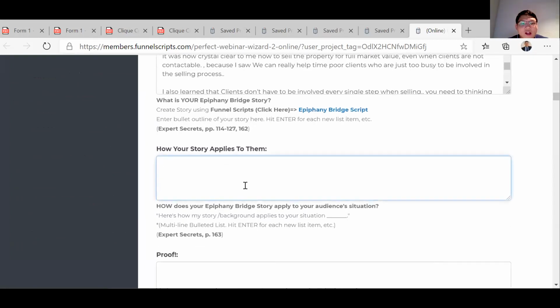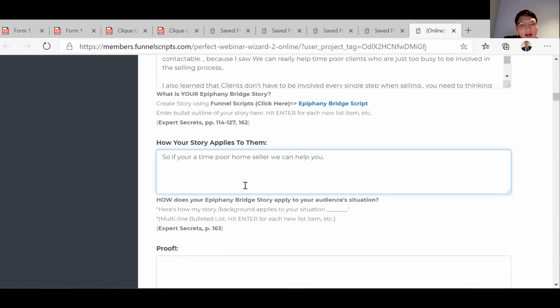So basically your target audience is a time poor home seller who wants someone to project manage the renovation. So if you are time poor, then I can help you. That's basically you. If you're time poor, then we can help you project manage and renovate your property. So this can differentiate yourself from other agents.